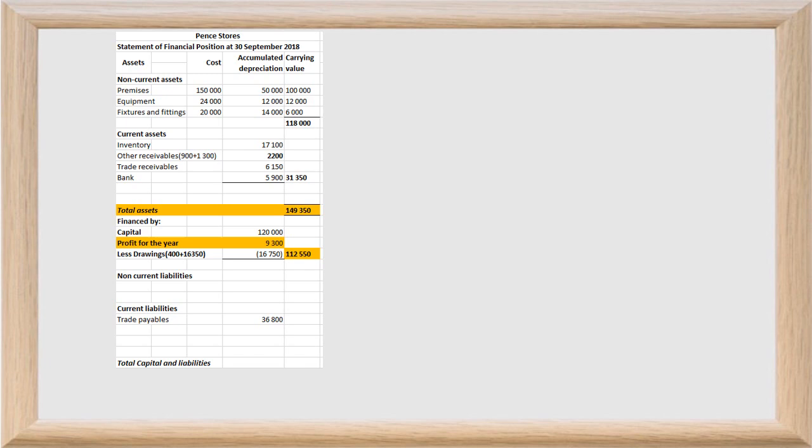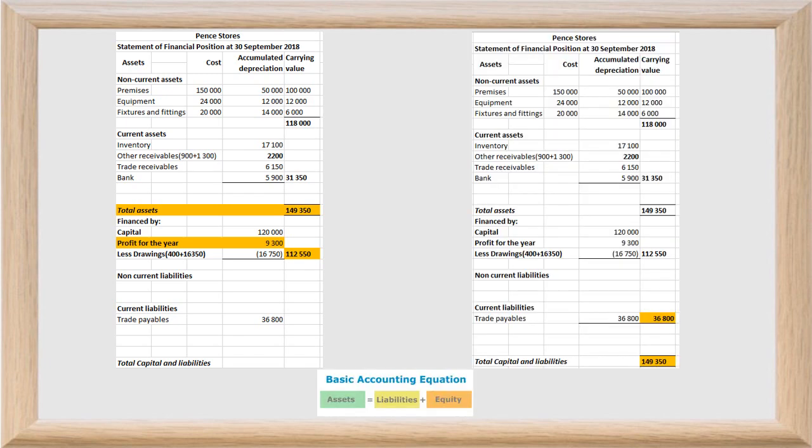Next, to obtain the financed by total, first insert the profit for the year, which is the end result of the income statement in Part 1. Then, add the capital with profit and subtract the drawings to obtain 112,550, which indicates the total of owner's capital. Now obtain the total of current liabilities since non-current liabilities is not present. Finally, obtain the total of capital and liabilities, which should be equivalent to the total assets as per the basic accounting equation. If completed accurately, this will give you 12 marks.